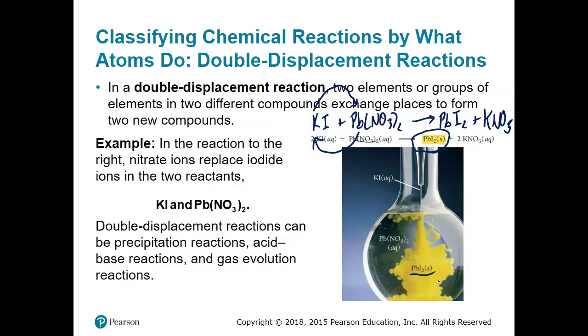I started with a solution where everything was dissolved. I added another solution where everything was dissolved. When I put them together, I suddenly have something that isn't dissolved anymore. The evolution or formation of that solid lets me know that a chemical reaction actually took place. This is an example of that kind of reaction.